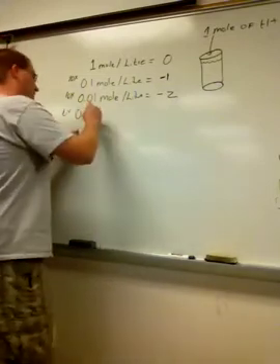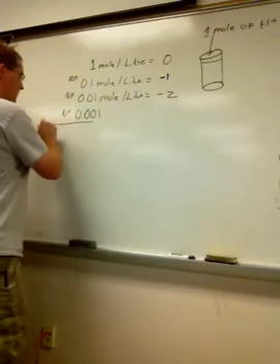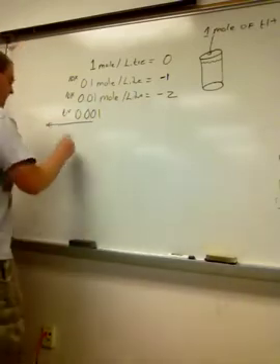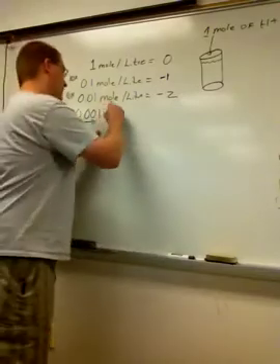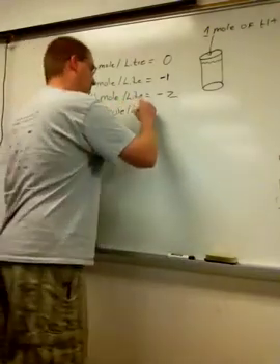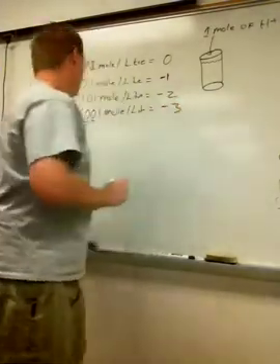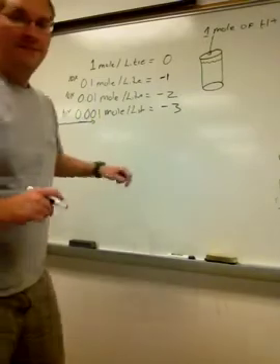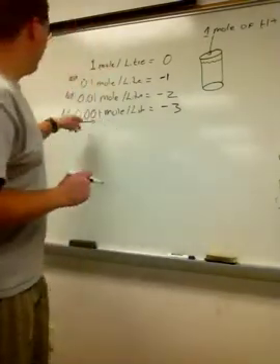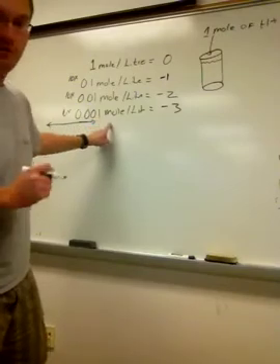So 0.001. Again, as my decimal point moves to the left, it gets smaller. As it moves to the right, it gets larger. In this case, we're going smaller. Moles per liter. And that's going to give me -3. And so on and so forth. And that is how we convert these very small numbers, 0.001 moles per liter.